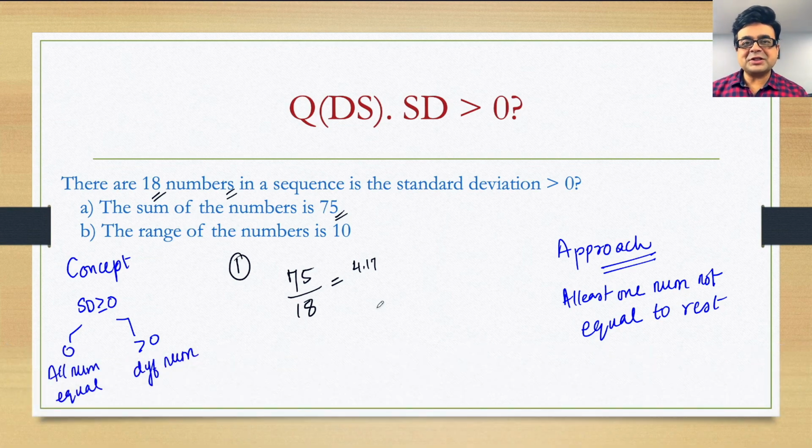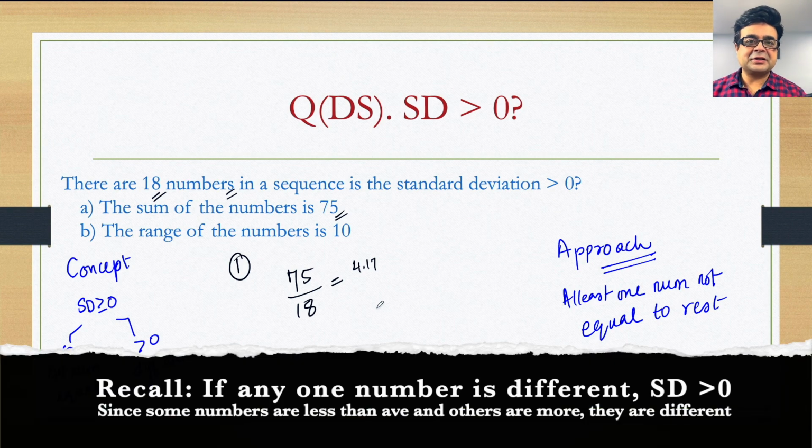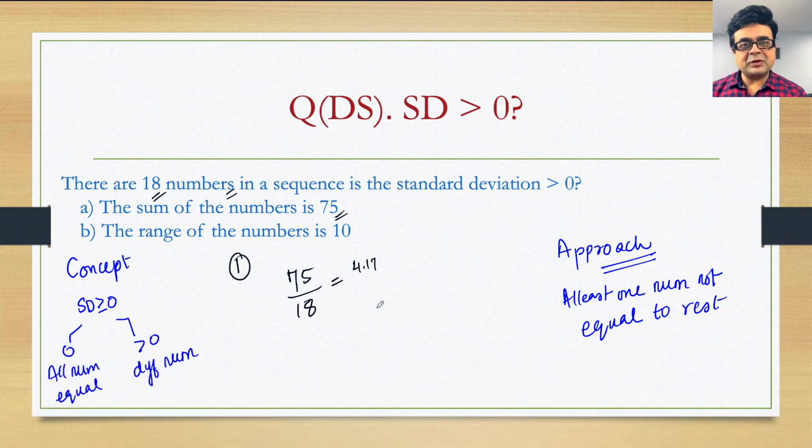However, since the question doesn't really give us that all numbers have to be equal, there is a good chance that some numbers are more than 4.17 and other numbers are less than 4.17, resulting in standard deviation greater than 0. So in statement 1, with the information we are given, all we can say is sometimes the answer is no to the asked question, sometimes the answer is yes to the asked question. Hence there is no unique yes or no. Hence, statement 1 is insufficient.